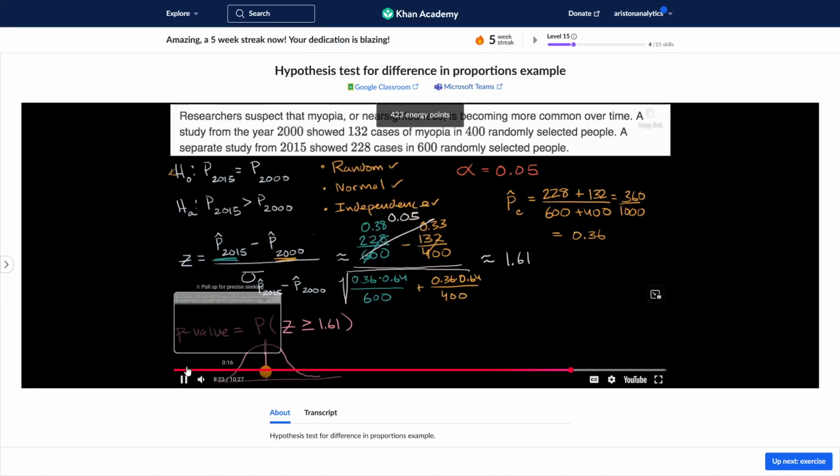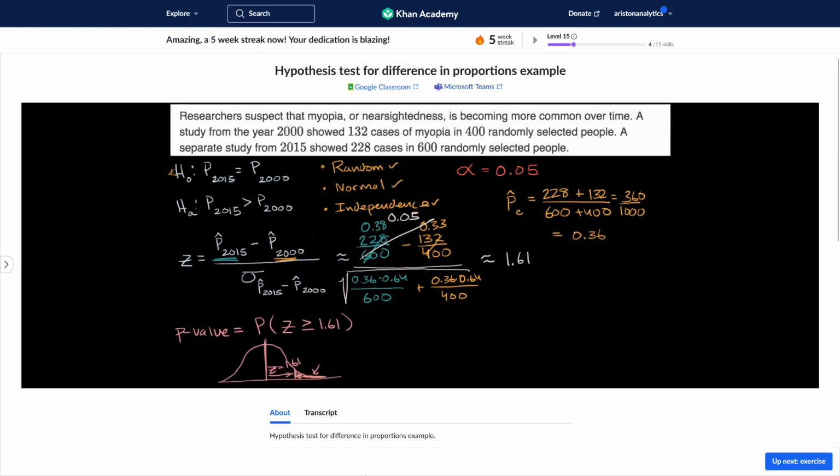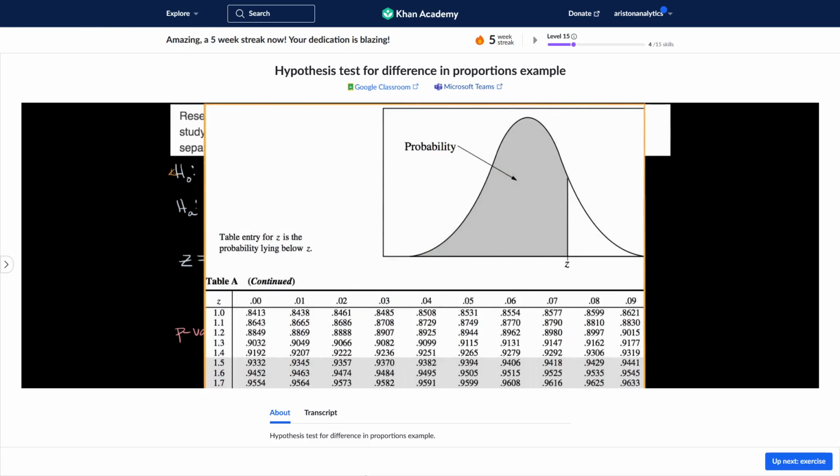For z, we're looking at 1.61 standard deviations above the mean. So z is equal to 1.61. We're thinking about this area right over here, that would be our p-value. To help us with that, we can get out a z-table. This z-table gives us the cumulative area up to some z-score, so whatever this gives us, we would just have to do 1 minus that.